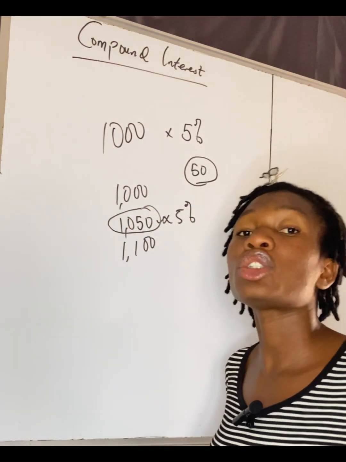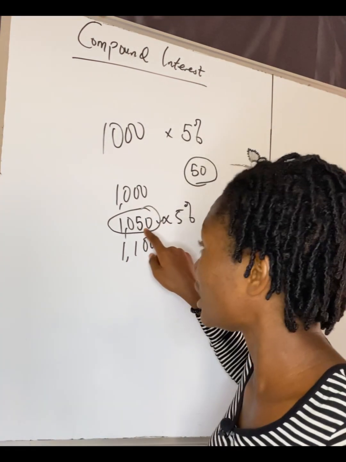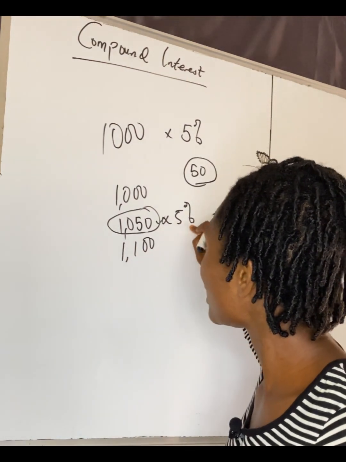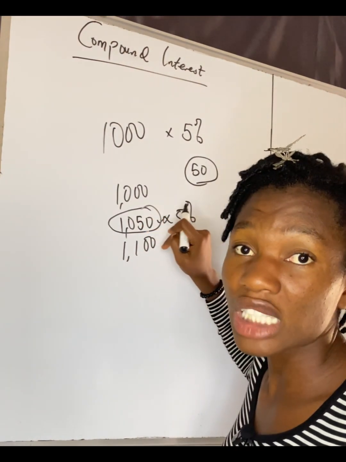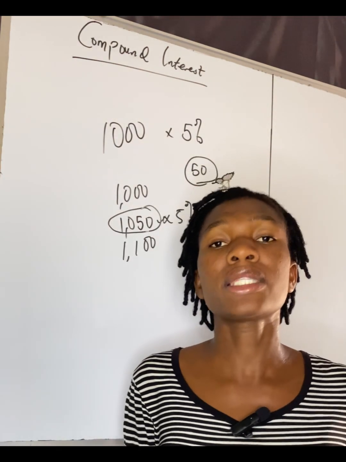So that's why we say interest is earned on the previously earned interest. That is the 50 naira plus the principal, okay? So we're going to be checking 5% of this and then adding it to this amount, all right? So in this case now, our money grows faster than when we use simple interest.